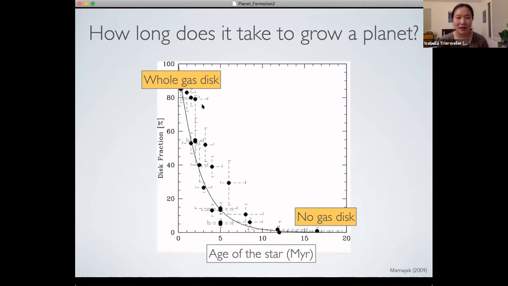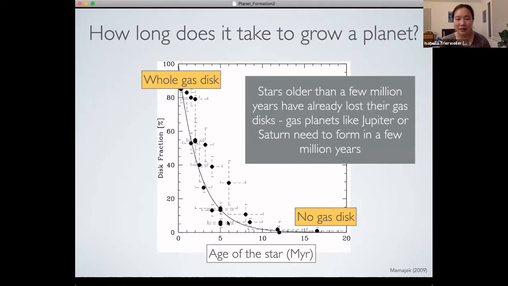So on this plot, all of the black circles are different stars. On the horizontal axis is just how old the star is. And then on the vertical axis is how much gas they have. So towards the top, they've got their whole gas disk, so we're just kind of starting out. And then at the bottom, they've gotten rid of all of that gas. And what people find is that after about a few million years, so maybe 5 to 8-ish million years on here, most stars will not have a gas disk anymore.